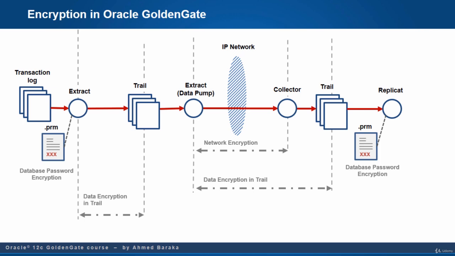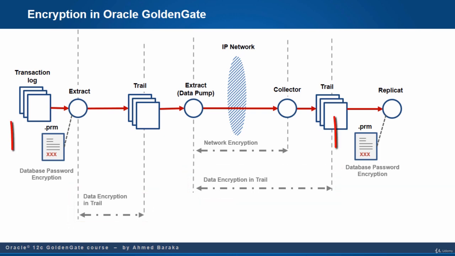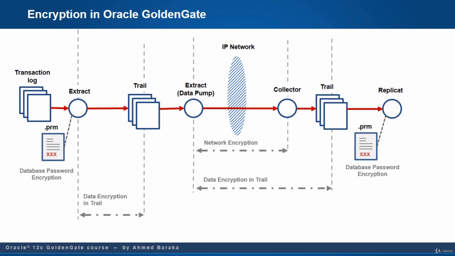So, in conclusion, we've got three encryption options. First, encrypting the data in the network packets. Secondly, we've got encrypting the data in the trail or extract files. And finally, you can encrypt the credential used by the processes to connect to the database. You will learn about how to implement those options in this lecture.